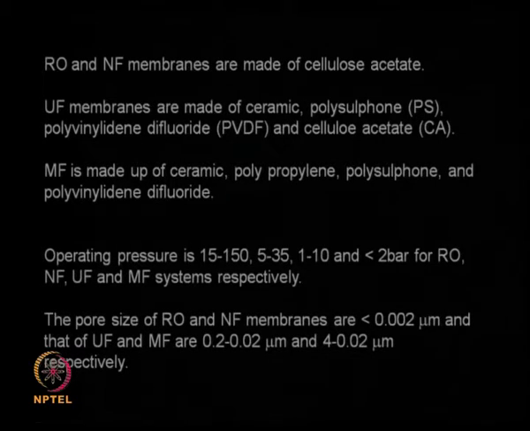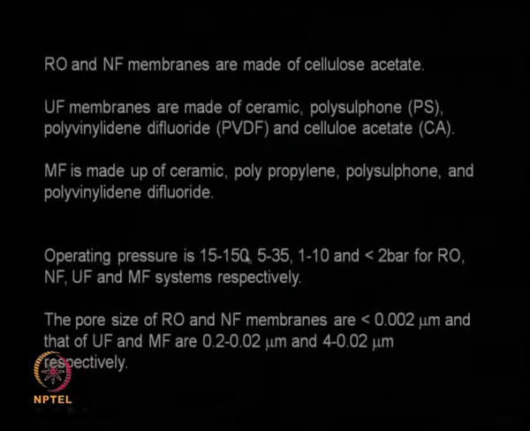Now let us look at the material of construction of some of these membranes. If you look at RO and nanofiltration membranes, they are made up of cellulose acetate. Cellulose being hydrophilic, it will favor hydrophilic compounds. Ultrafiltration membranes are made up of ceramic, polysulfone, polyvinylidene difluoride, that is PVDF, and cellulose acetate. Microfiltration is made up of ceramic, polypropylene, that means we can go up to highly hydrophobic material, polysulfone, again polyvinylidene difluoride, so different types of material.